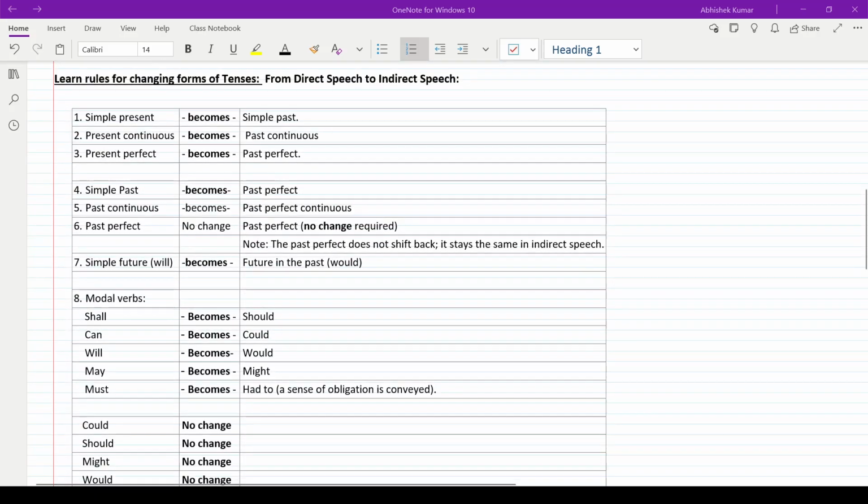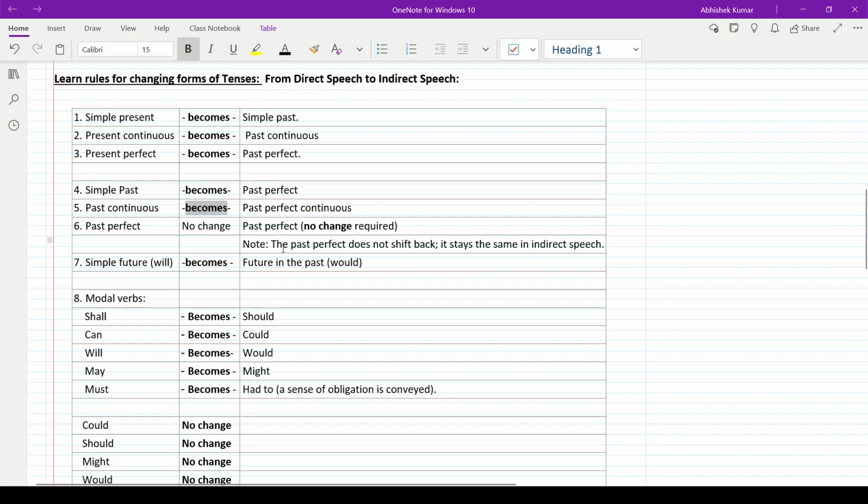Now, let's learn about rules for changing forms of tenses from direct speech to indirect speech. Simple present becomes simple past. Present continuous becomes past continuous. Present perfect becomes past perfect. These three are for present tense. Then for past tense, simple past becomes past perfect.